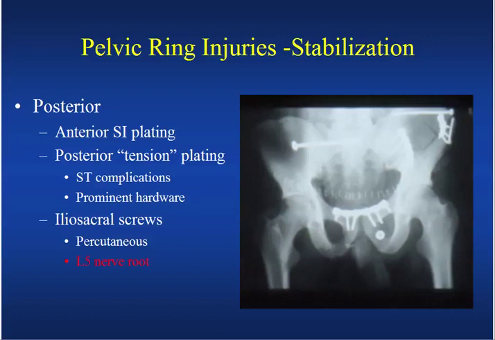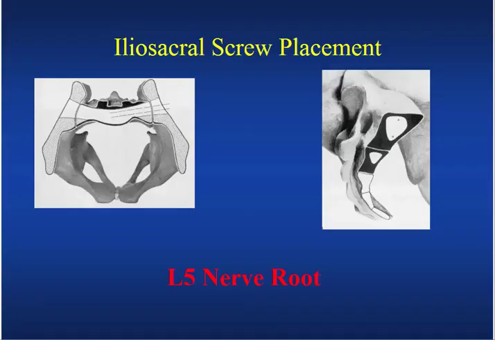Really, the use of iliosacral screws in the last 5 to 10 years has revolutionized our treatment of posterior pelvic ring injuries, because it can be inserted through a minimally invasive percutaneous technique, and is good for both sacral fractures and SI joint dislocations. The one caveat is that you really need to be aware of potential iatrogenic injury to the L5 nerve root because of its location just anterior to the sacral ala. So that's shown here diagrammatically.